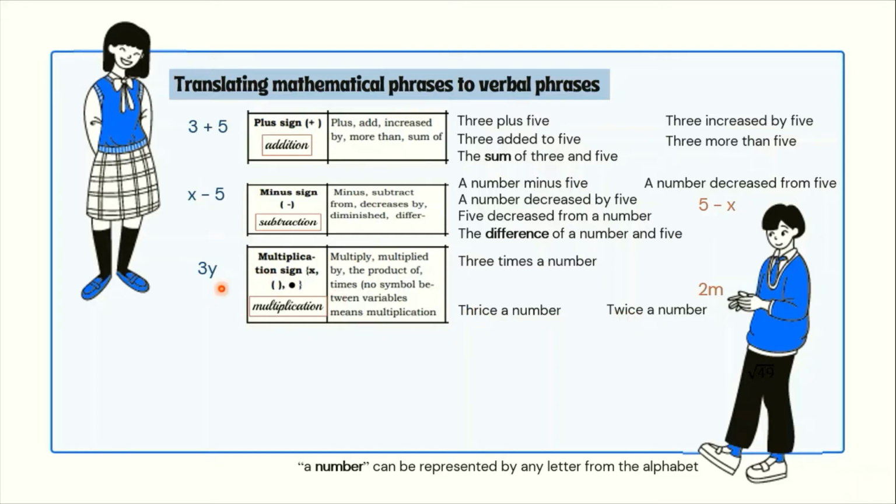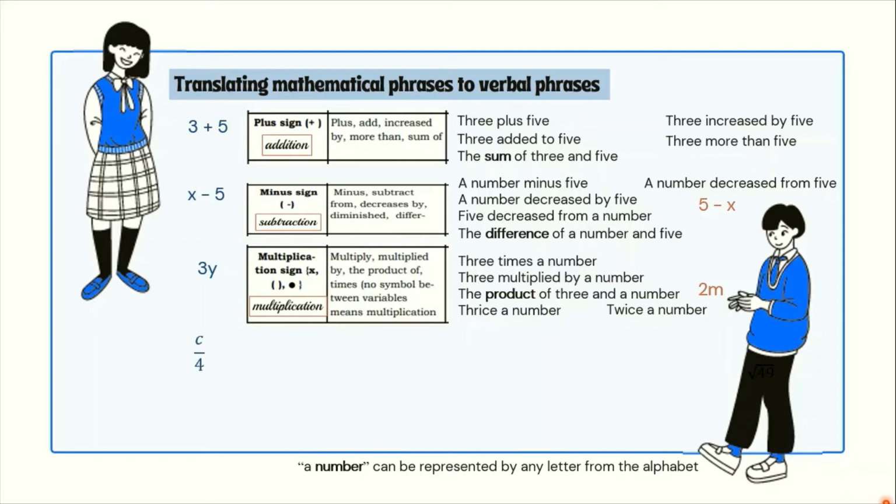So, balik tayo dito kay 3y. Aside from 3 times a number and thrice a number, pwede rin siyang basahin as 3 multiplied by a number. Pwede rin 3 multiplied to a number. Walang problema yung by and to for multiplication. It means the same thing. And also, the product of 3 and a number because product is the result in the multiplication process.